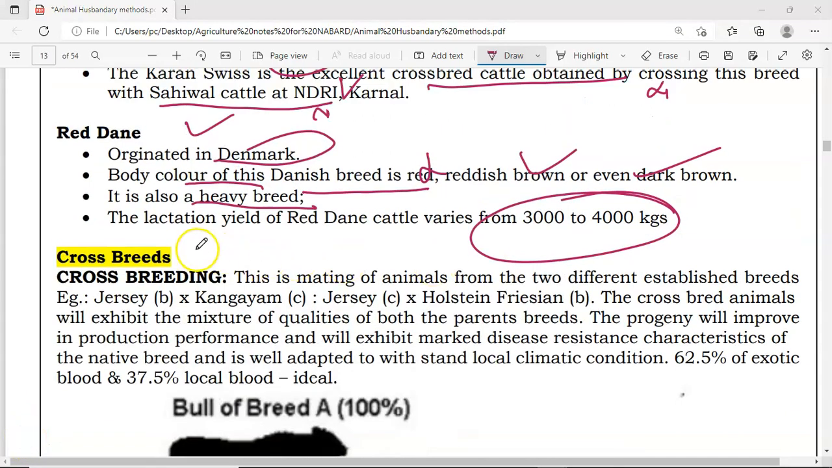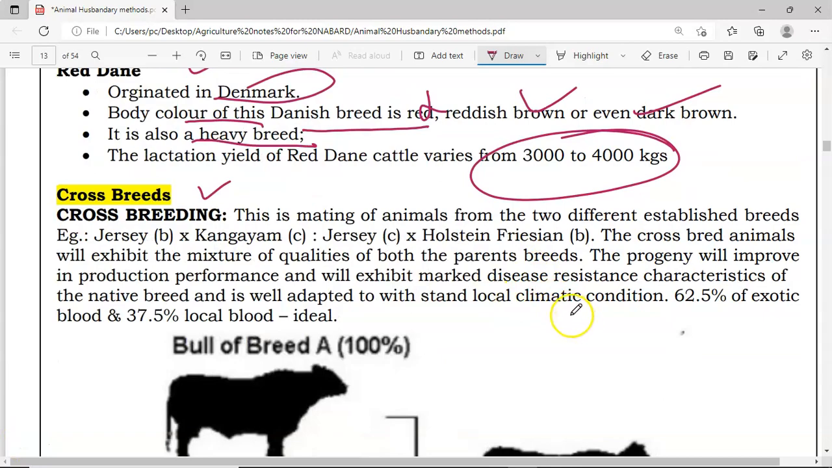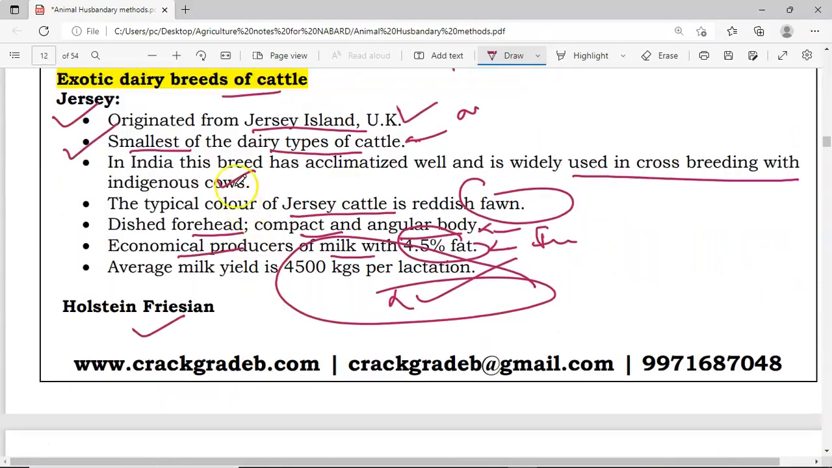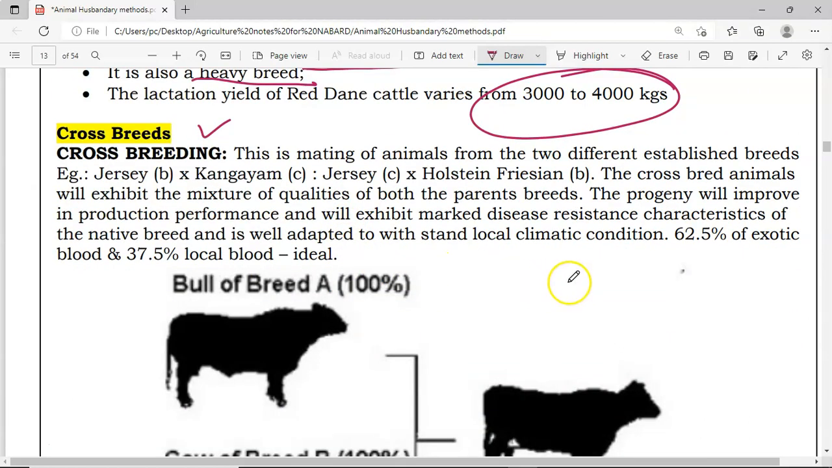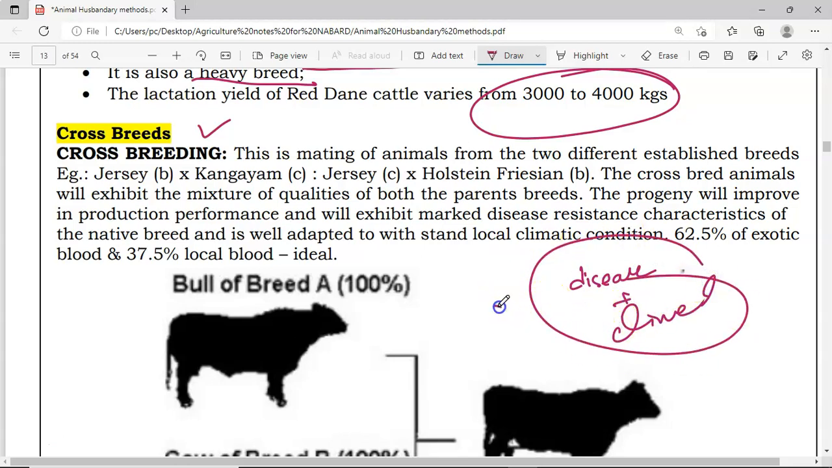So friends, before crossbreeding, I want to ask you why we are not hiring these animals directly into our country. Why are we producing this crossbreed? There are two reasons. First of all, disease. The second one is the climate. If you directly, without any crossbreeding, hire these types of cows or cattle in our country, then they will be prone to disease and climatic conditions. So we use crossbreeding of these animals.